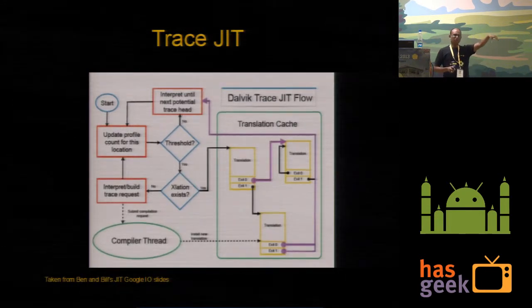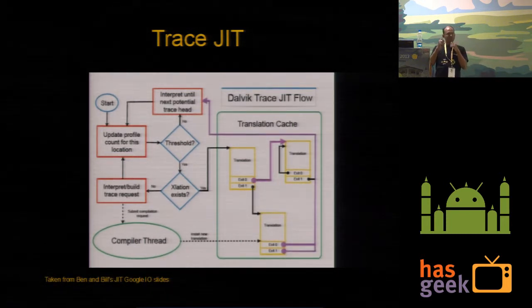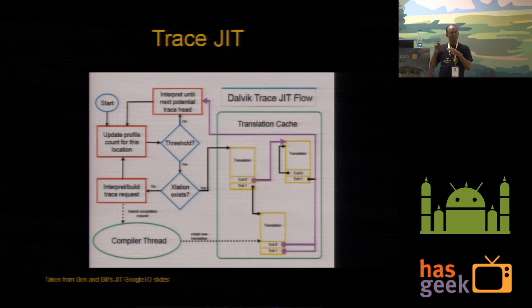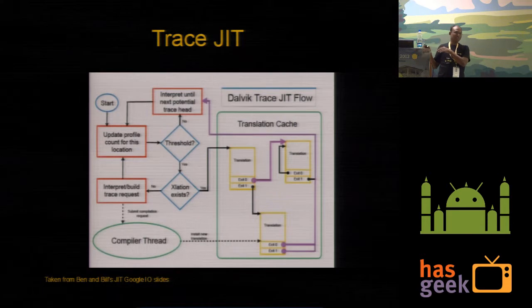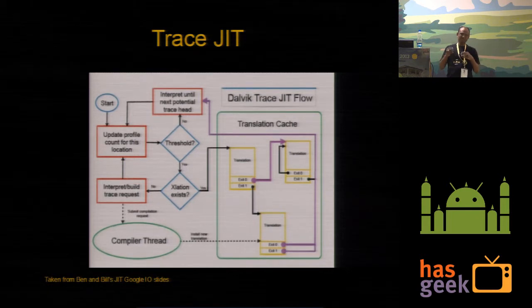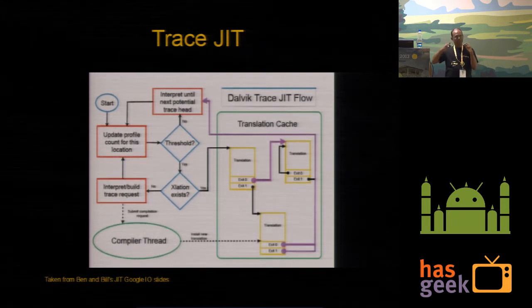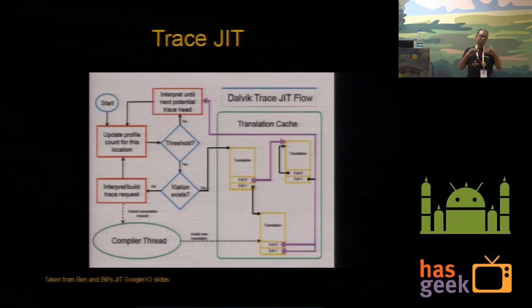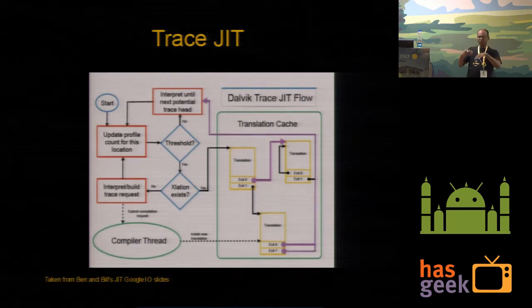Just to have a quick flow of how the trace JIT works: when your application is running, it updates a profile count for that location. When it reaches a threshold, it will look at whether a translation for that code already exists or not. If it exists, it will just use the translation. If it doesn't exist, the interpreter will go and look at each bytecode and see up to where it can give the code to the compiler thread. So basically it sees, hey, the code is getting complex, let me stop here. It will figure that out and give it to the compiler thread.